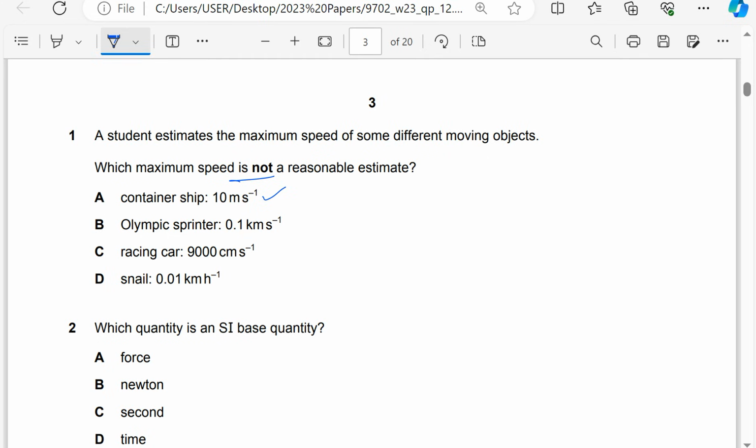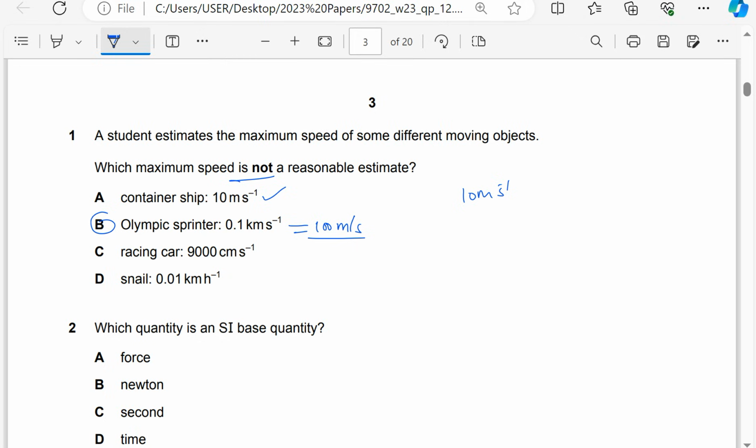Olympic sprinter, 0.1 kilometers per second. This is the same as, we multiply by 1,000, 100 meters per second. I think the average speed of a sprinter is around 10 meters per second. So it means this does not make any sense. There is no sprinter who runs at 100 meters per second. That is not really possible. So I think B is not correct.